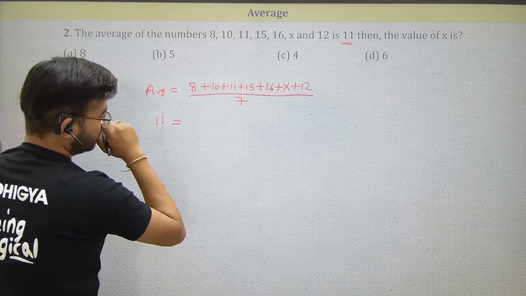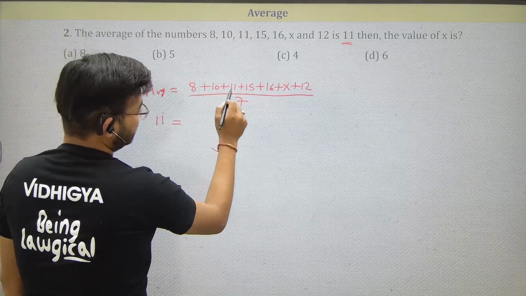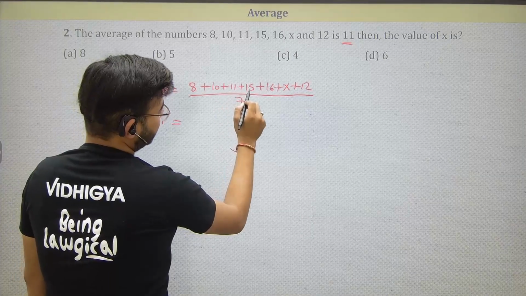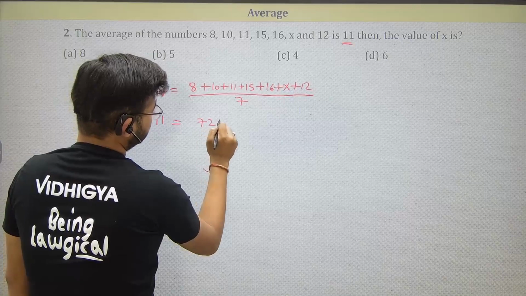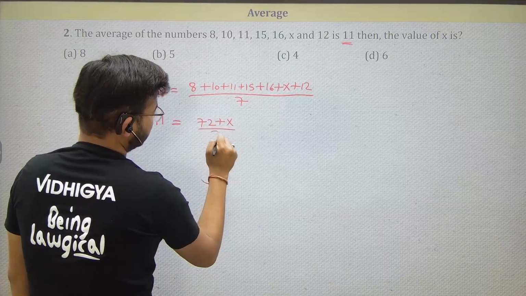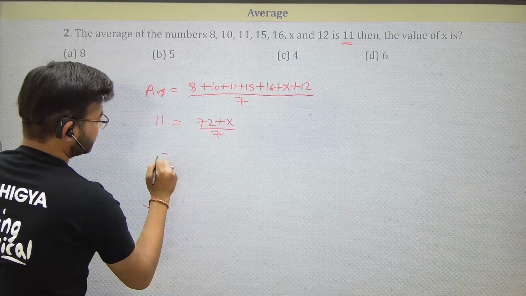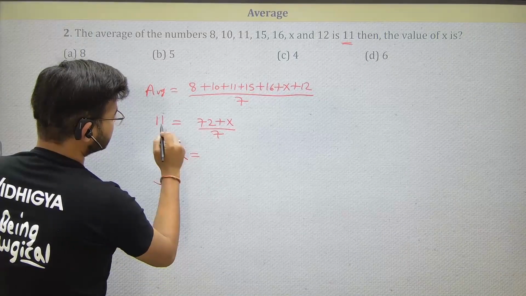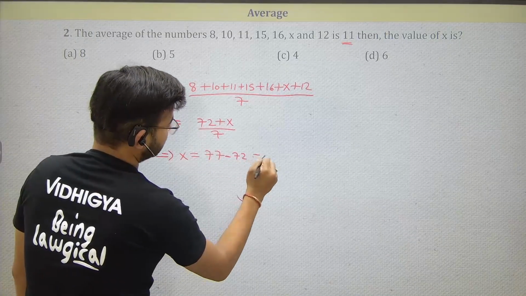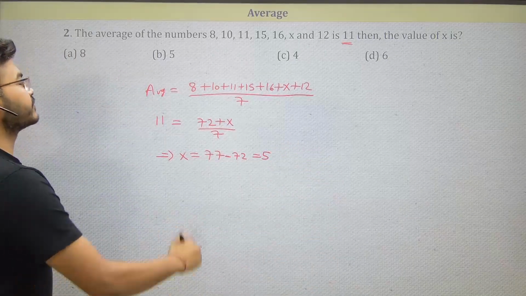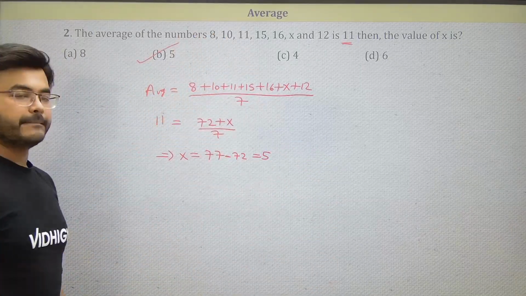And this average is given to us as 11. So 11 is equal to 8 plus 10, 18. 18 plus 11, 29. 29 plus 15, 44. 44 plus 16, 60. 60 plus 12, 72. So 72 plus x divided by 7 is equal to 11. This will imply that x is equal to 7 into 11, that is 77, minus 72. So that will be equal to 5. So the answer will be B.